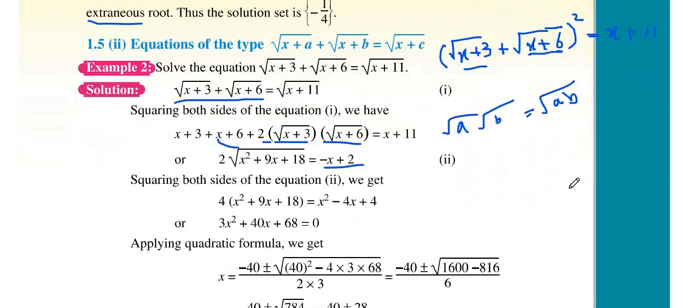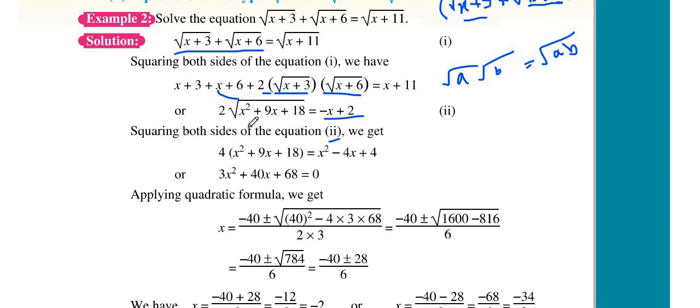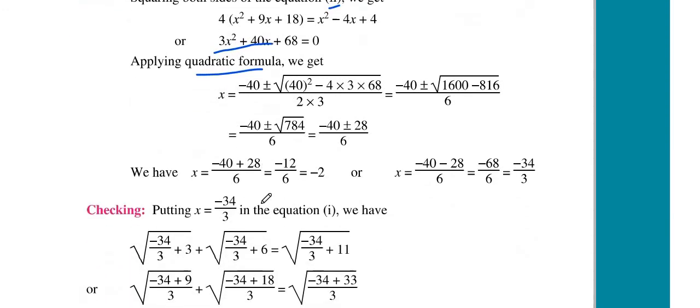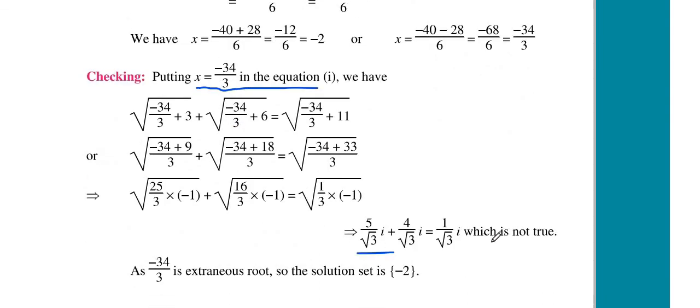Clear? Now again take the square on both sides of equation 2. You will get 4 into this equals x square minus 4x plus 4. Again there is (a minus b) whole square, a square plus b square minus 2ab. After some simplification, you will get a quadratic equation. Apply the quadratic formula in this quadratic equation, and you will get minus 2 and minus 34 by 3. Now put x equals minus 34 by 3 in equation 1. In equation 1 we have this, which is not true. This is not equal to this, that is why it is not true. So minus 34 by 3 is an extraneous root and the solution set is minus 2.